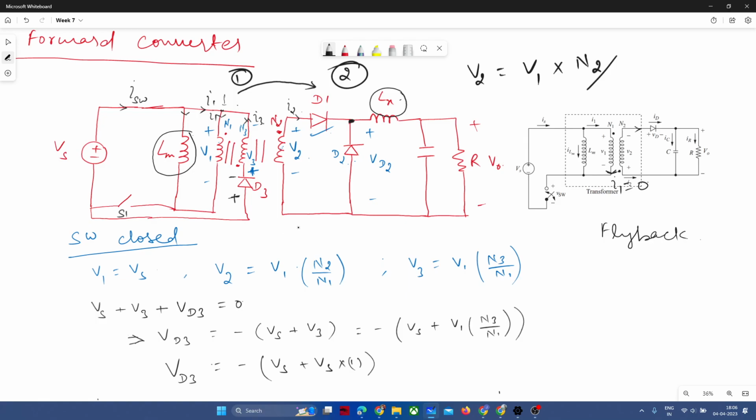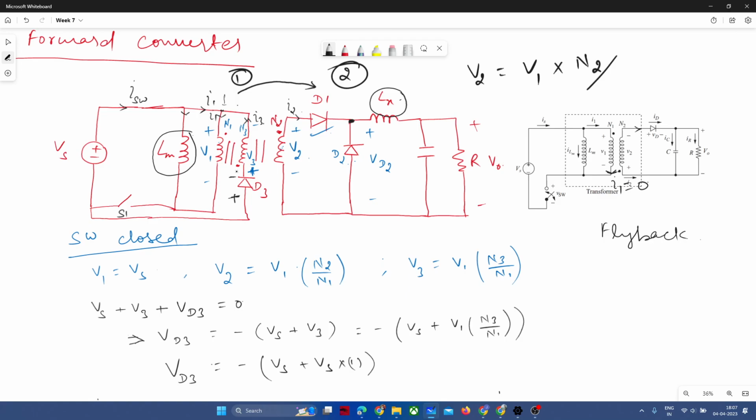Similarly, V3 will also see the voltage, right? It is also connected with V1, and the dot polarity is maintained and fixed. Once we have fixed the dot polarities in the circuit, we should not change them, because if you keep changing the dot polarity in transformers, it will create lots of confusion. So we should avoid doing that.